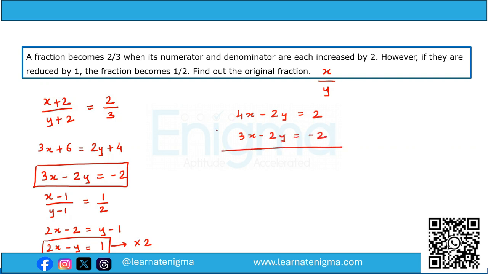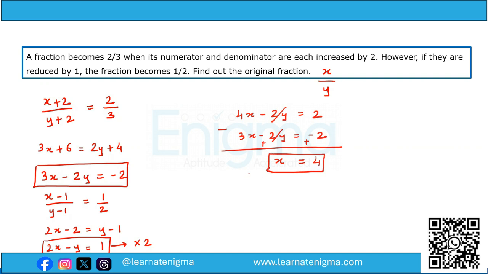Now if we subtract this equation from the above one, minus 2y will become plus, so it will get cancelled out. This minus will also become plus, so on the right hand side it will be 2 plus 2, that is 4, and on the left hand side 4x minus 3x, therefore x is equal to 4.